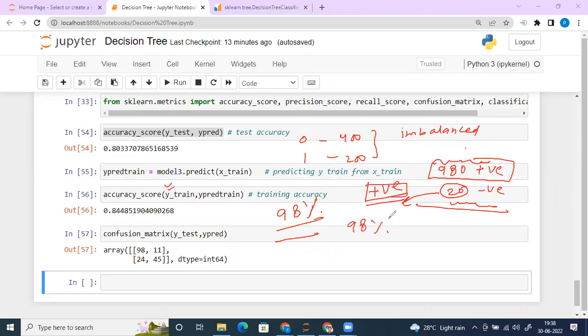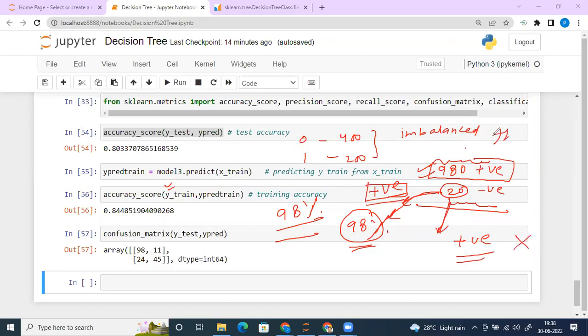Everything seems very good. Wow, 98% accuracy. What happened? If you look properly, this model will predict the 980 rows correctly. But whenever these 20 points are passed to it, it will also assume that they are positive. So accuracy seems 98%, but for these 20 points, all the time it has assigned them positive, which is wrong.